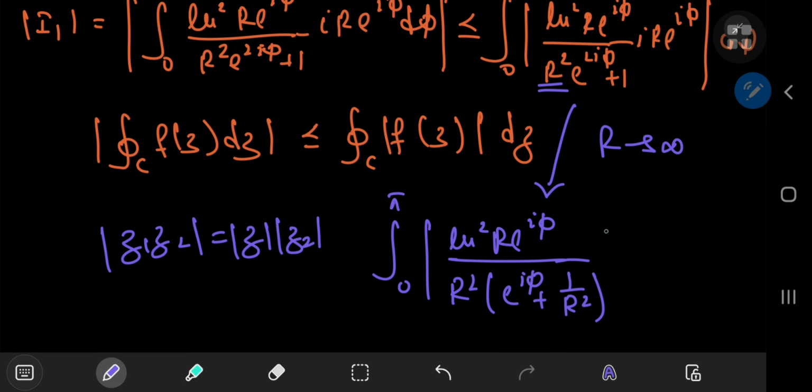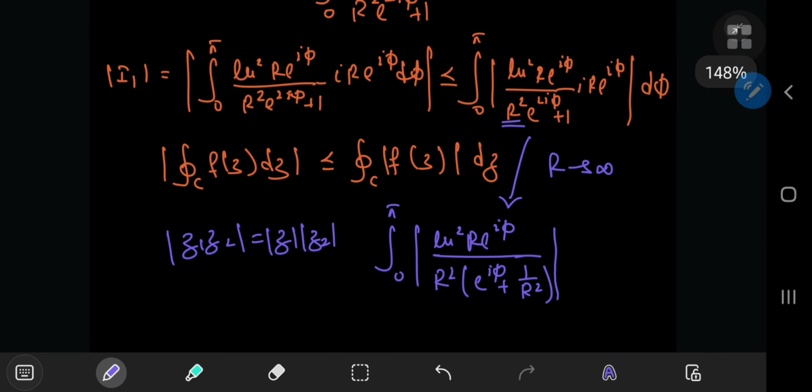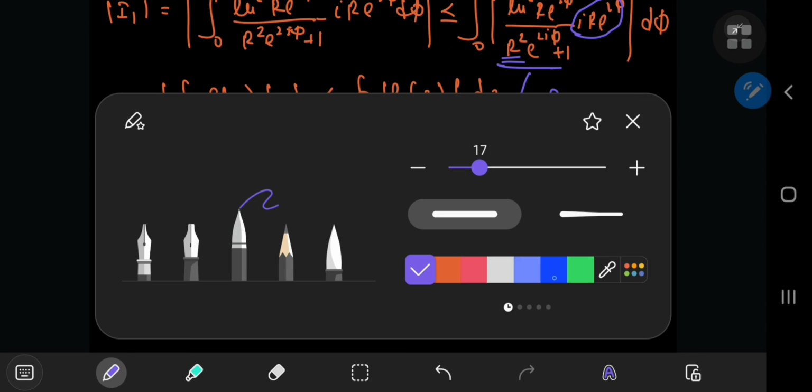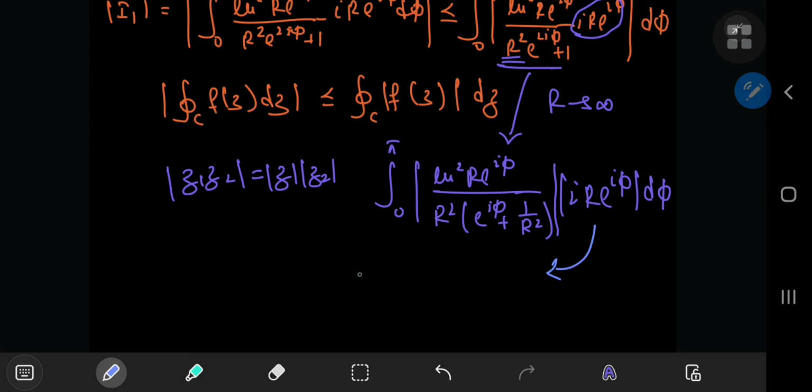So I'm separating the moduli. I'm introducing them individually for this term and all of this here. And the modulus of this complex number is actually pretty neat. Again, I ran out of space there, so d phi. Anyway, so what is this term? We have the modulus of i r e to the i phi, which again can be written separately.